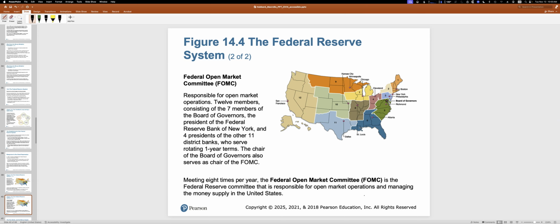It has all 7 members of the Board of Governors, always the president of the New York district, always present because that's where the financial markets are generally located, and then rotating 4 presidents from the remaining 11 districts. And they determine how many bonds will be bought to create an interest rate target.